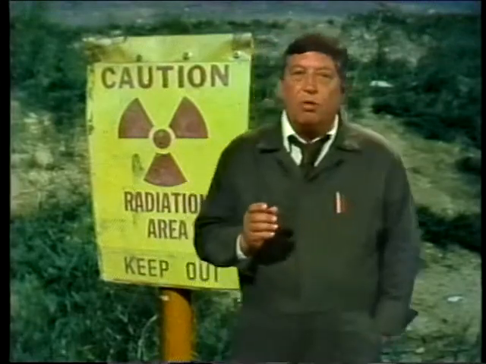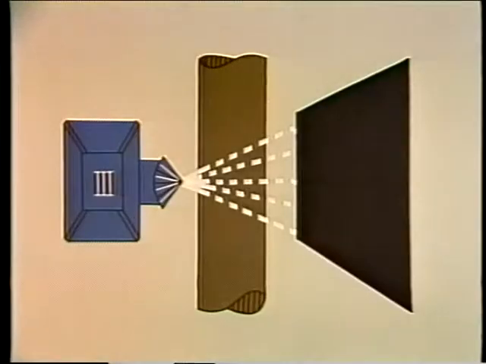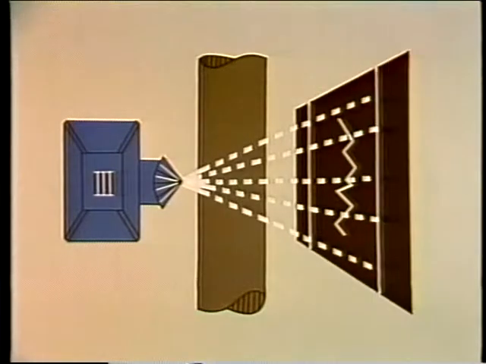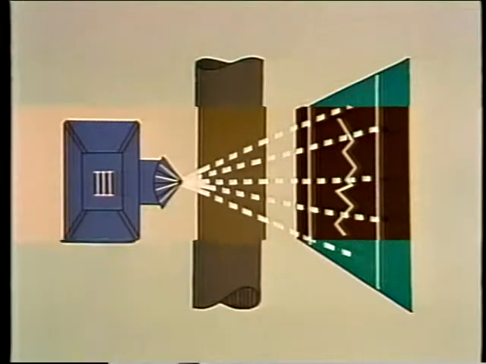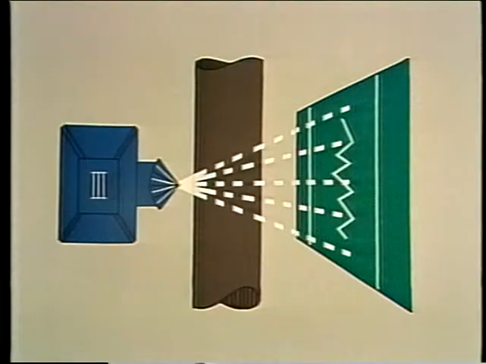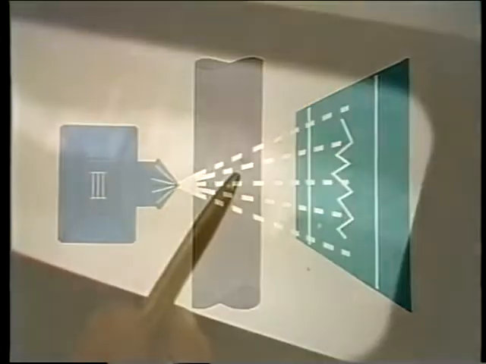Now, here's how radiography works. Rays from an X-ray machine or a small piece of radioactive material pass through the test object and expose a piece of film on the other side. Or, in some cases, a fluoroscope screen may be used to give an instant view of the inside of the part. Whichever method is used, it takes an expert to interpret the results.